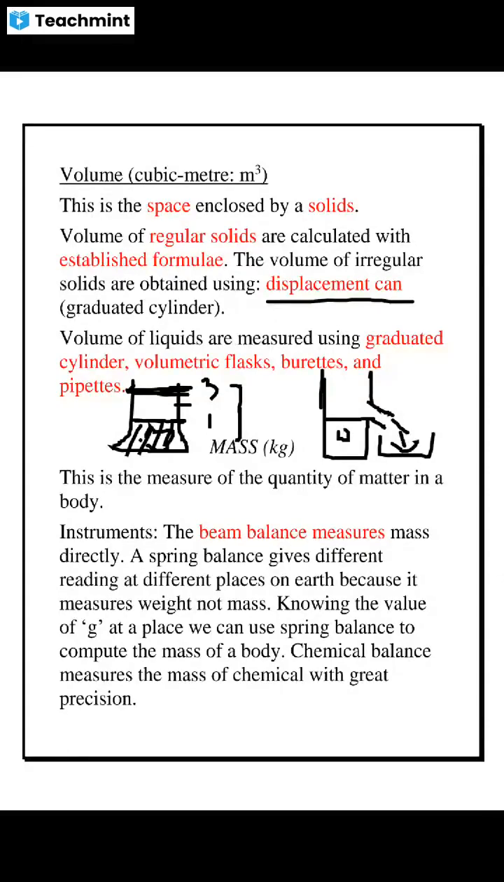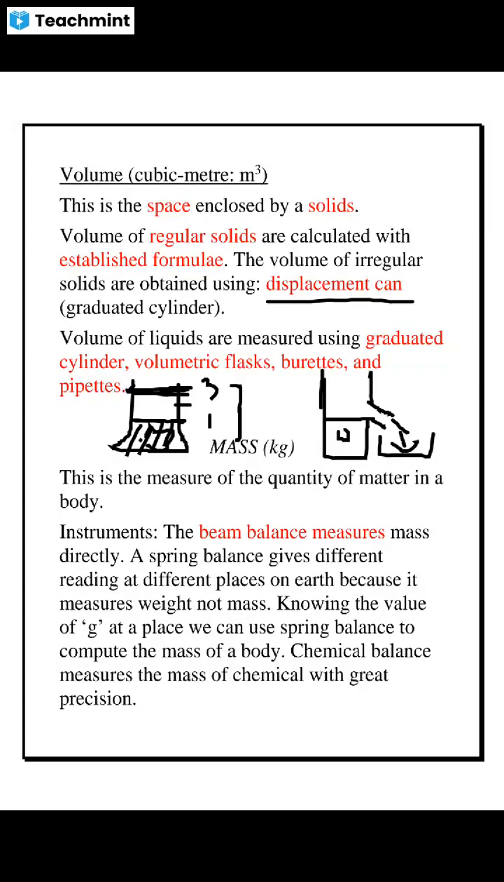So let's look at mass. What is mass? Mass is the quantity of matter in a body. The quantity of matter in your body is your mass. So the instrument that we normally use to measure this is the beam balance. And this beam balance works on the principle of moment, or principle of equilibrium of masses, where a mass is balanced against another one. You have a known mass and you balance it against an unknown mass. And when you're able to do that, you're able to calculate the mass of the solid.